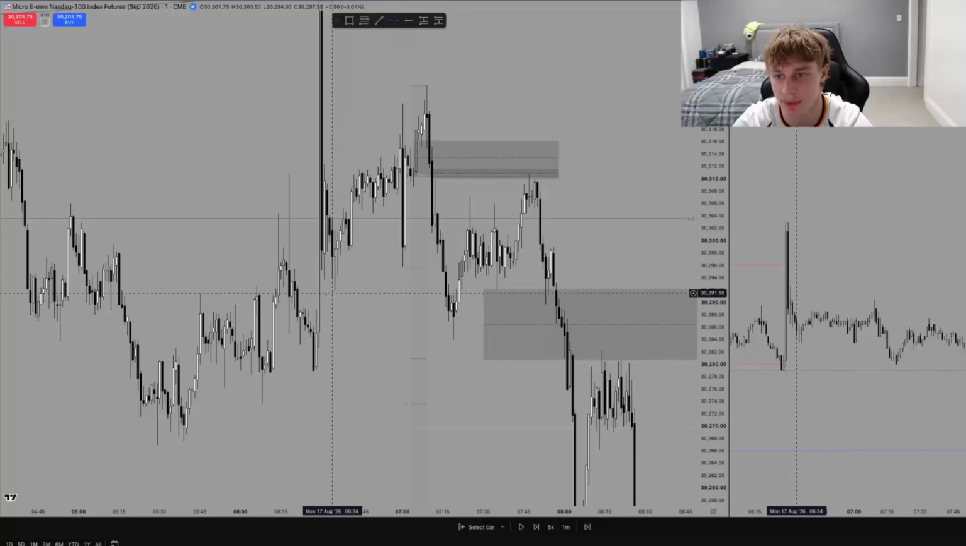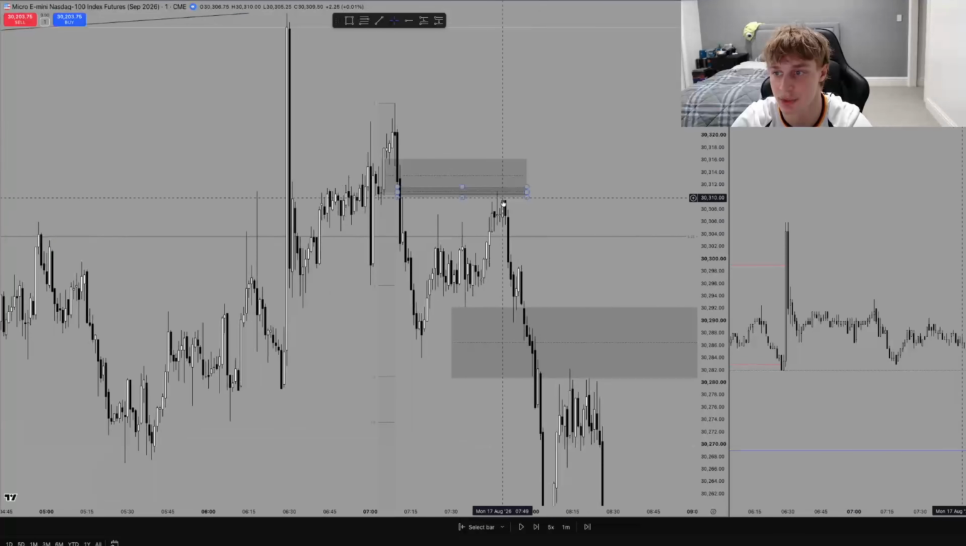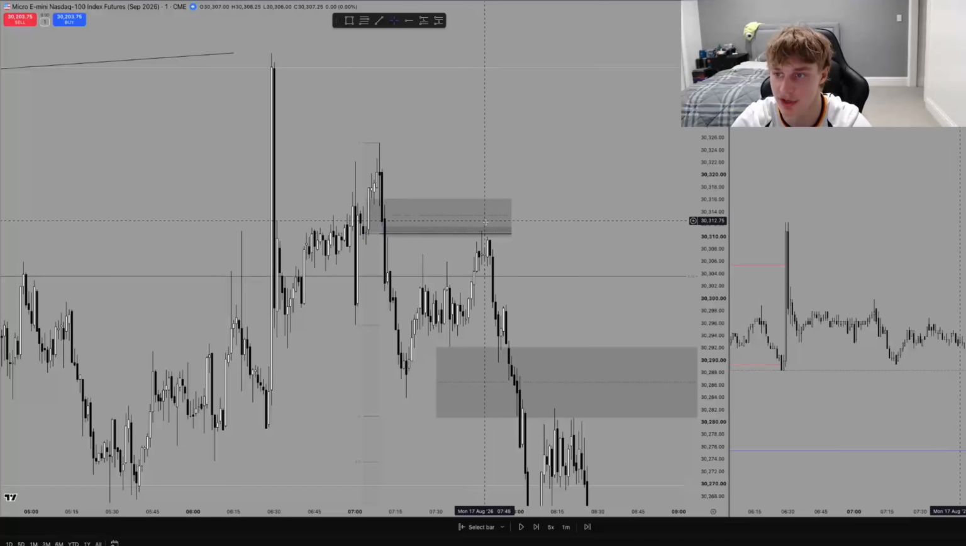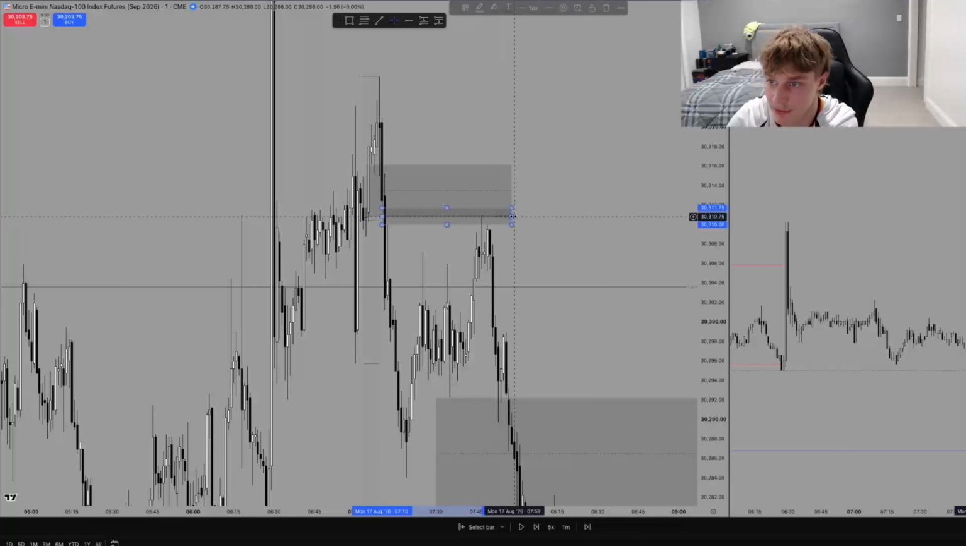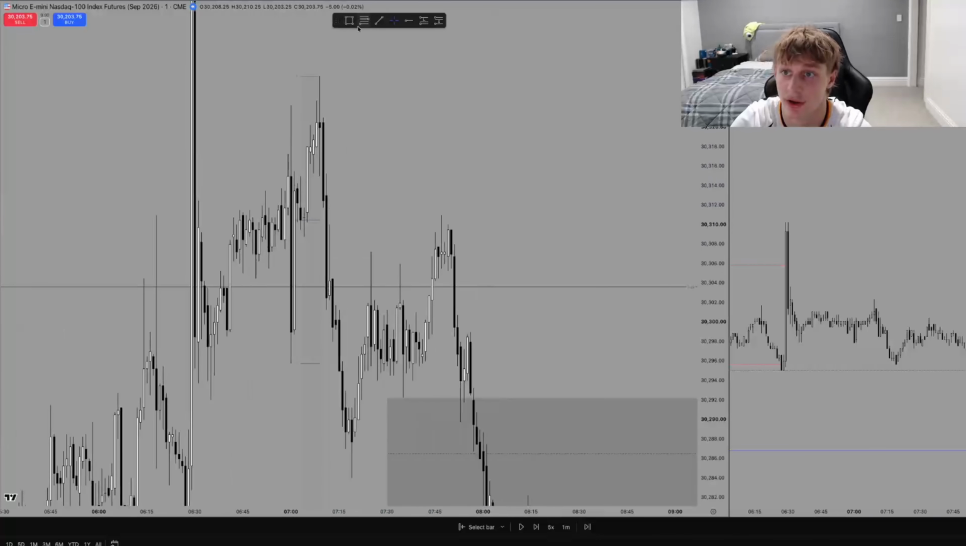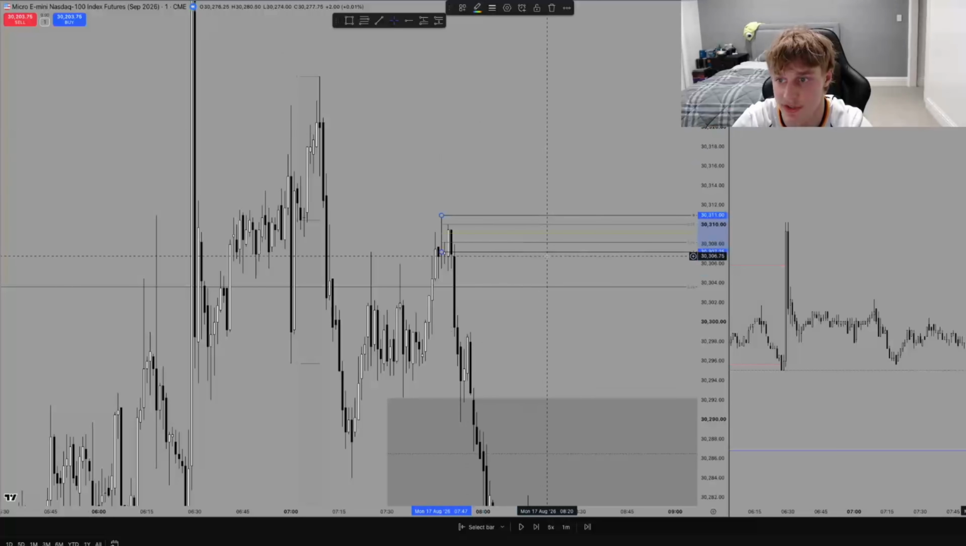We went to 1. We went to this inefficiency in here, and then we had to draw more liquidity. So we draw more liquidity. What do? We reject off this PD array. We create a rejection block. So draw up quadrants of this rejection block. I want to see how we respect the quadrants.